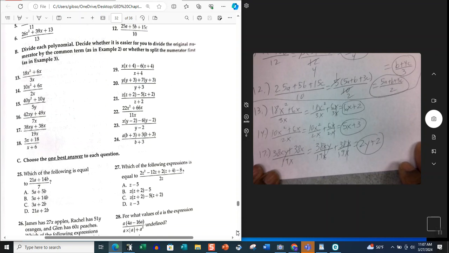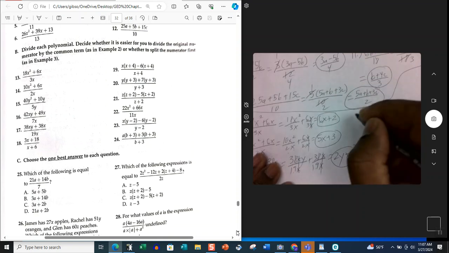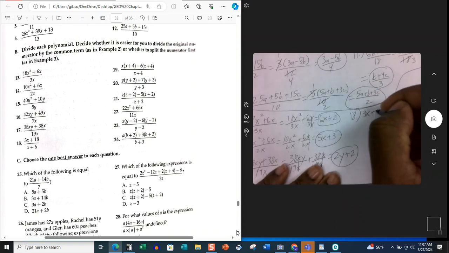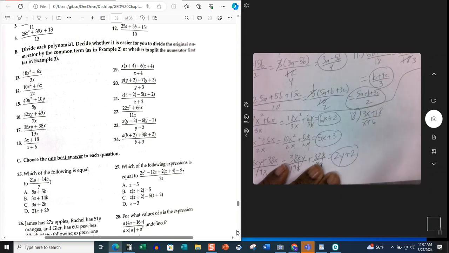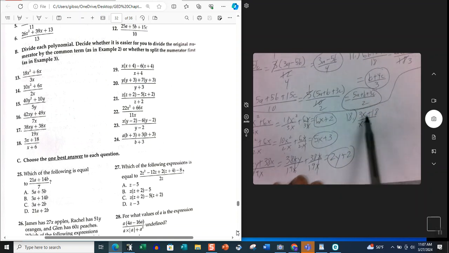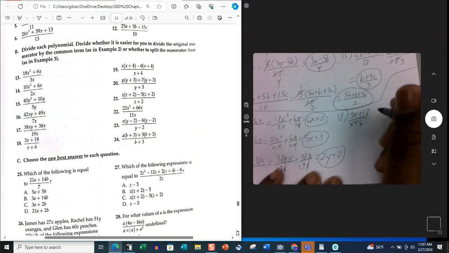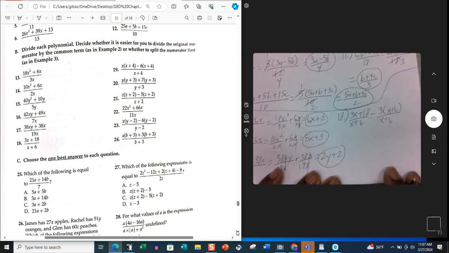Now 18, which is a nice problem. It says 3x plus 18 over x plus 6. Now this here, I would not split this up, because this would be 3x over x plus 6 and 18 over x plus 6. You wouldn't be able to simplify that. I would go with the greatest common factor like we did in previous problems. So here you can factor out a 3, and you would be left with x plus 6 all over x plus 6. These x plus 6's will simplify out and just leave you 3.